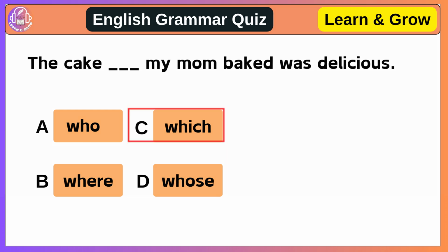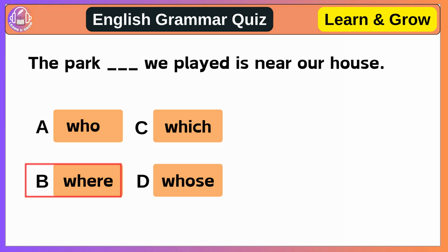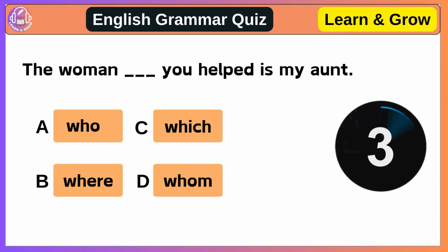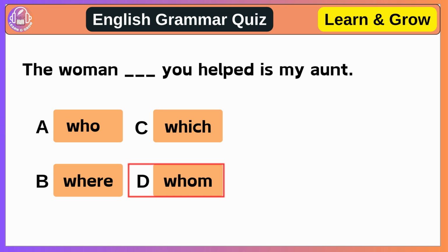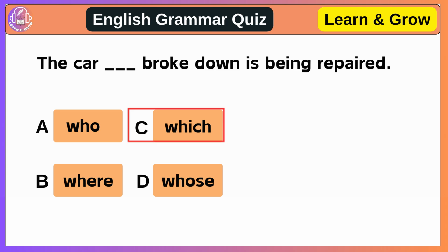Option C. Which? The cake which my mom baked was delicious. Option B. Where? The park where we played is near our house. Option D. Whom? The woman whom you helped is my aunt. Option C. Which? The car which broke down is being repaired.